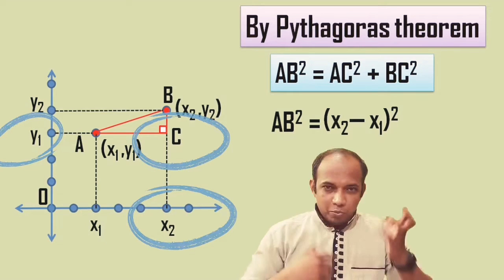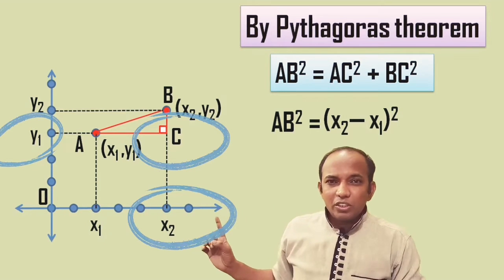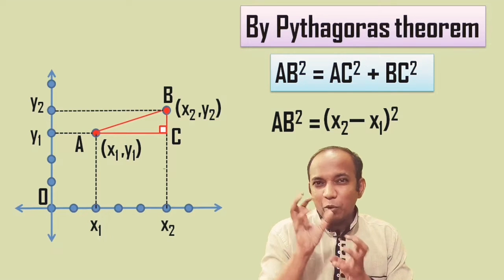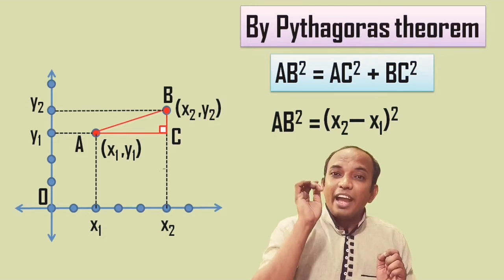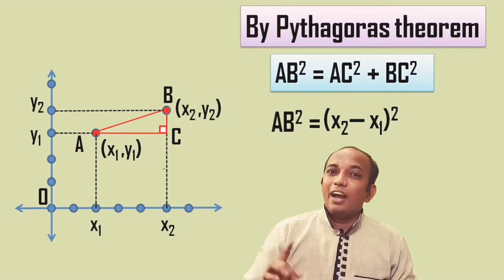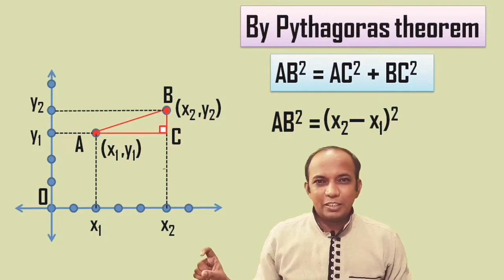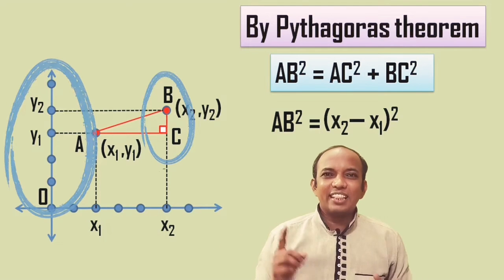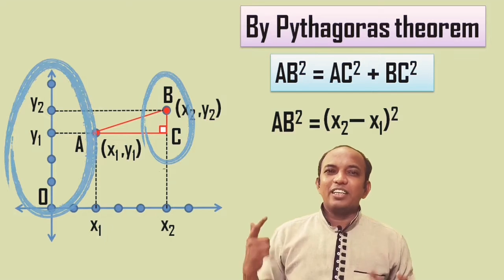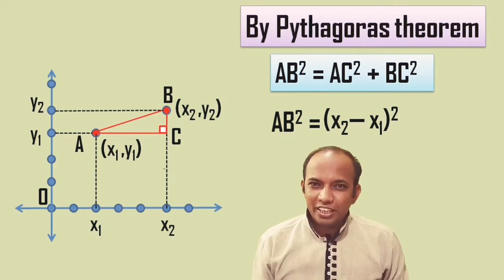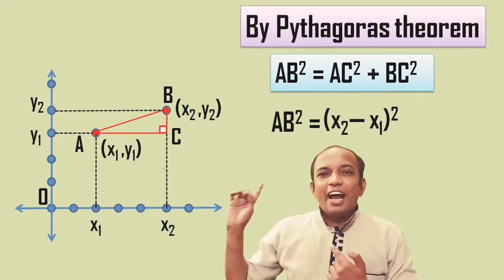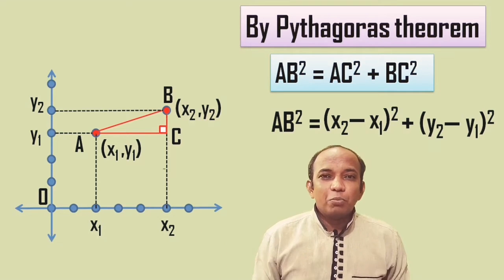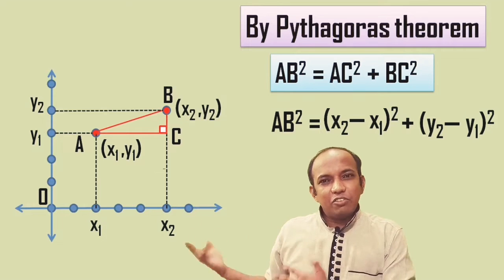Yes. Now moving on, what we have got till now: AC, the distance between point A and C, is x2 minus x1, right? Consider now segment BC. BC is parallel to the y-axis, so we have to take the difference between the y coordinates, that is y2 minus y1. Hence for BC we have y2 minus y1. Do not forget to mention the square, as the sides are given in square.